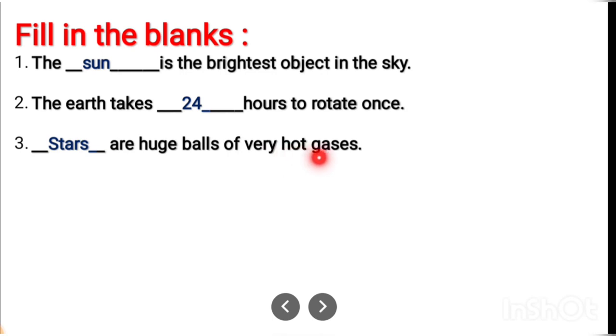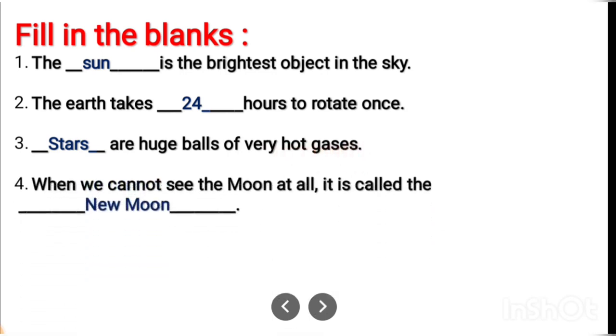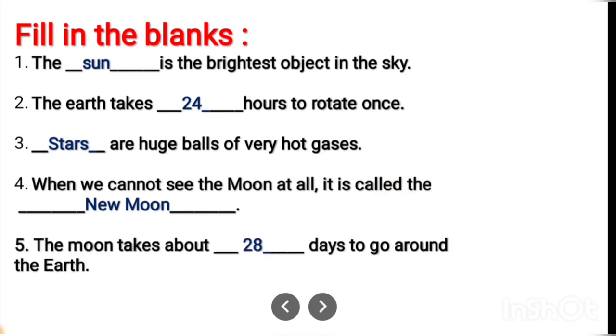Stars are the huge balls of very hot gases. When we cannot see the moon at all, it is called the new moon. So that's why I'm telling you to find out the date of full moon and new moon. The moon takes 28 days to go around the earth. Dash is a star. Sun is a star.